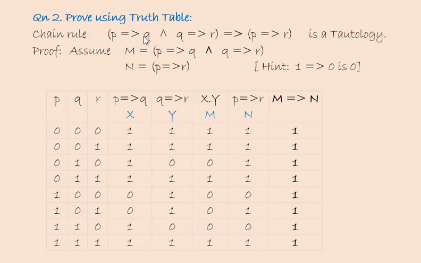That means if P implies Q and Q implies R, then P implies R is a forever true case.